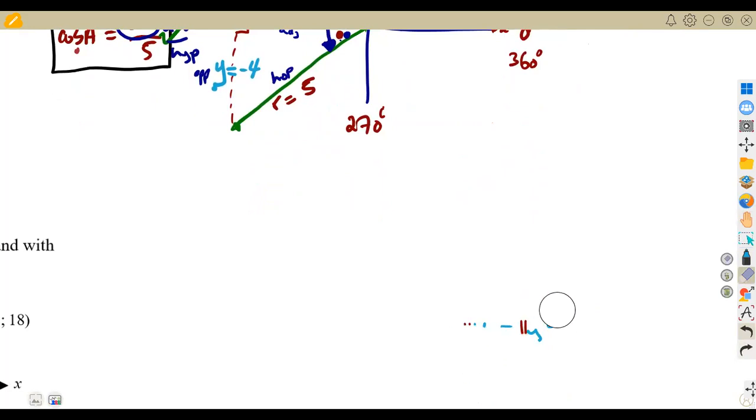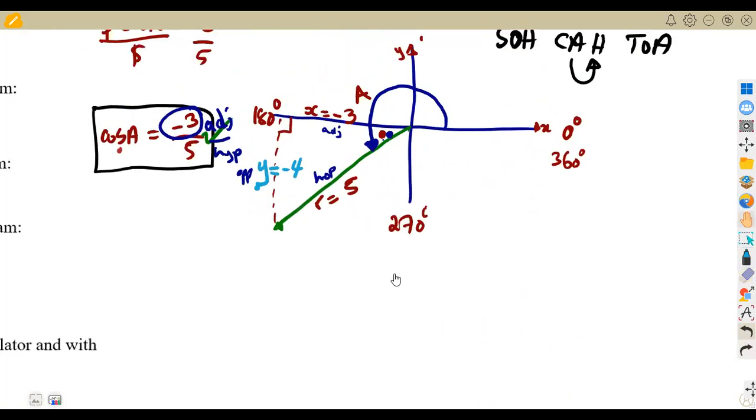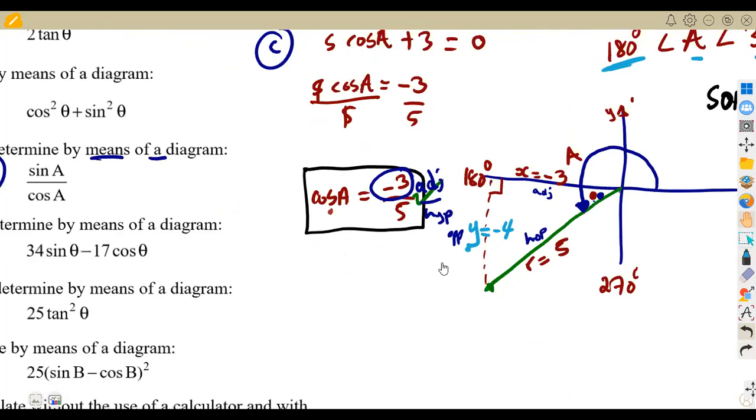That's how you play around with your information. So we have the diagram, it's now complete. Let us see our questions.